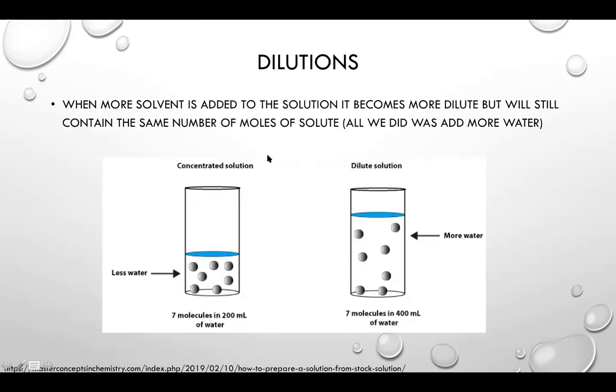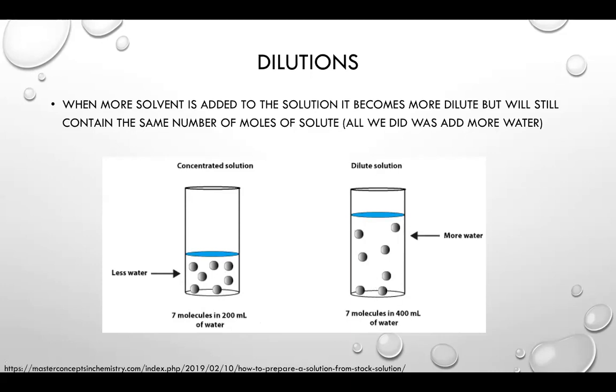So here's an example of what a concentrated solution looks like. We have less water, and you can see that we have 7 molecules in 200 mLs of water. So this is pretty concentrated. You can see that the molecules are very close to each other. This is a dilute solution because now we've added 200 mLs of water to the 200 mLs of water that was already there. So we still have the same 7 molecules, but now we have more water and there's more space in between the individual molecules. That means it's more dilute.